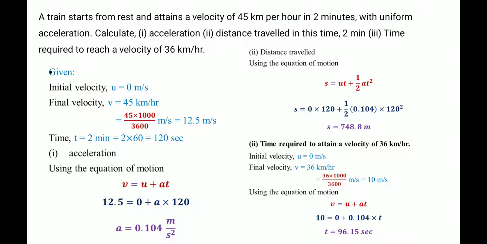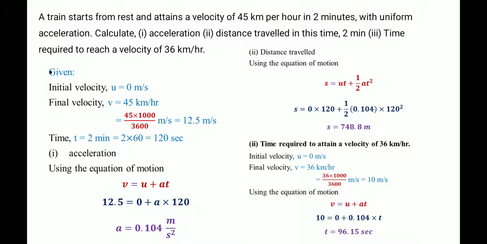So let us solve the problem. Here, the first part is acceleration. We have to find the acceleration. So here, we can use the equations of motion along a straight line. We have three formulas, right? V is equal to U plus AT. S is equal to UT plus half AT square. Another equation also there, V square is equal to U square plus 2AS. We can use any one of the equations.